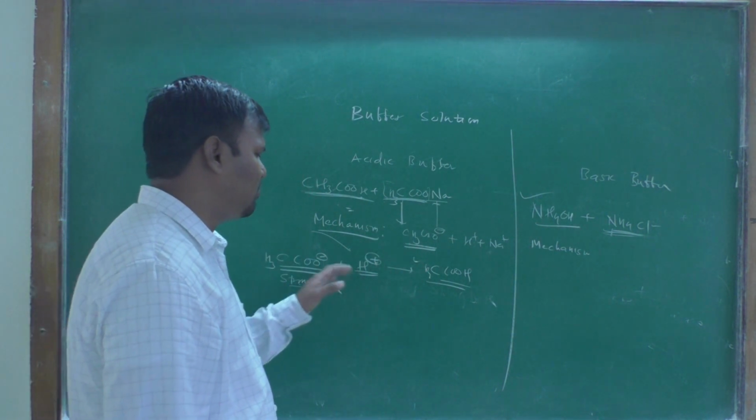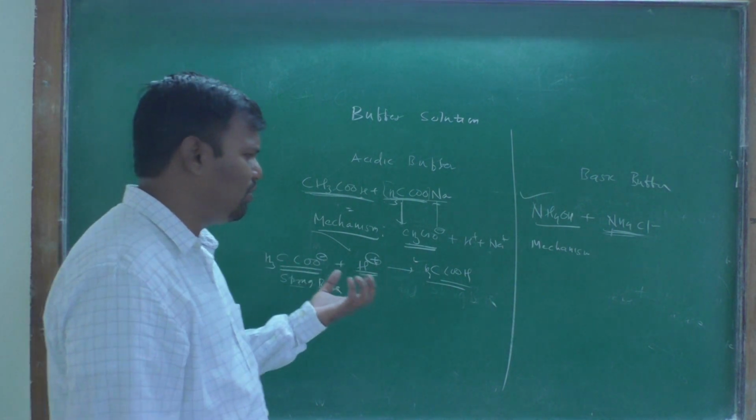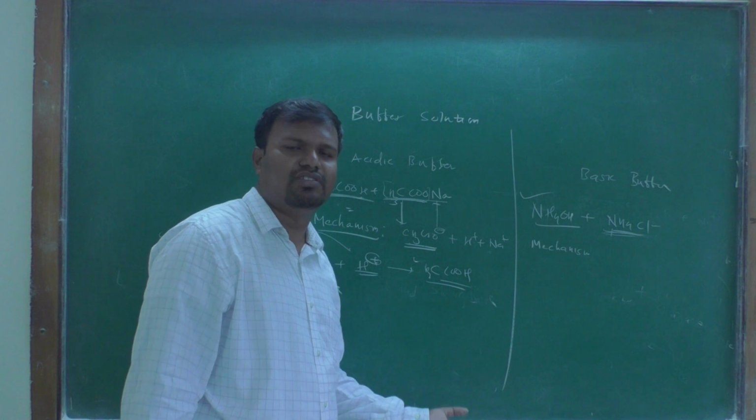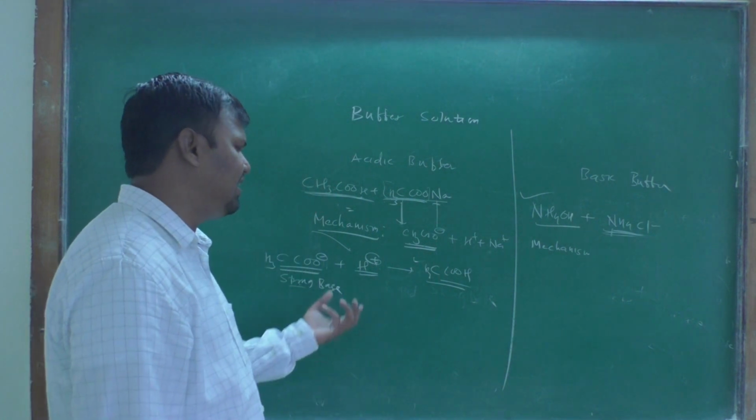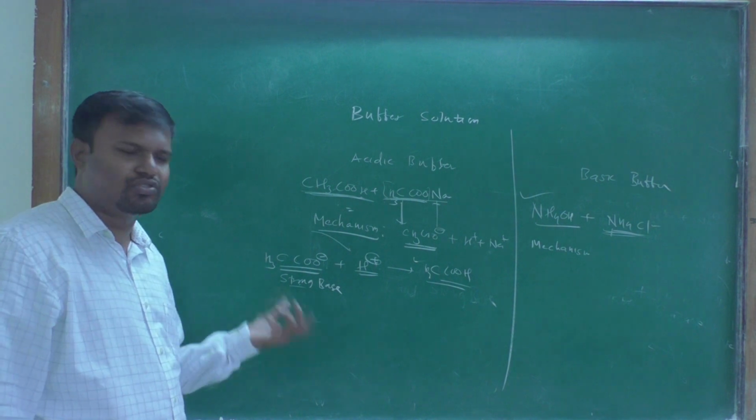Okay, when you add H plus ions, the pH value normally decreases, but here when you add H plus ions, no pH decrease takes place, because the extra added H plus ions will react with the CH3COO minus, which is the strong base.